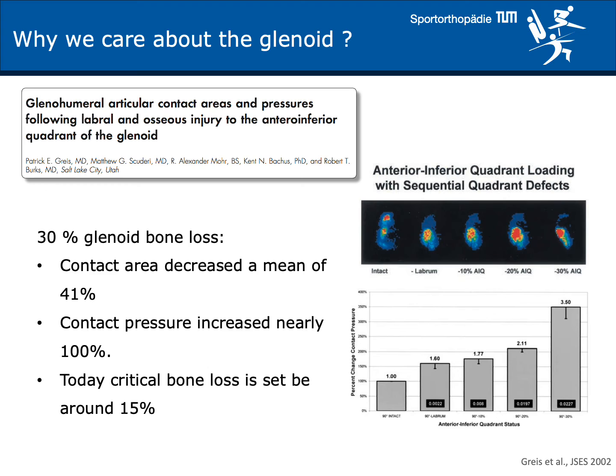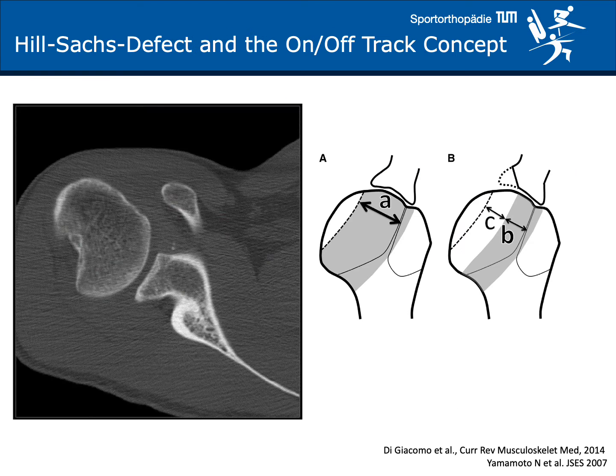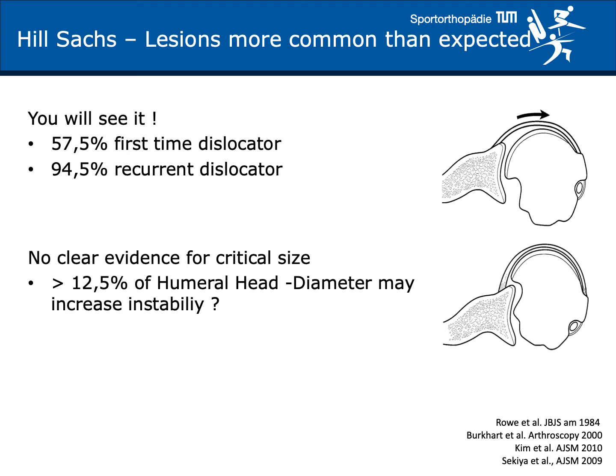Why do we care about the glenoid? Because of the contact area. The contact area decreases by a mean of 40% and the pressure increases nearly 100%. Again, the critical bone loss is said to be around 15%. And with the new philosophy by Giovanni Di Giacomo, the on-track and off-track concept, you can understand that if we lose some on the glenoid side, the track is much smaller than the intact glenoid.